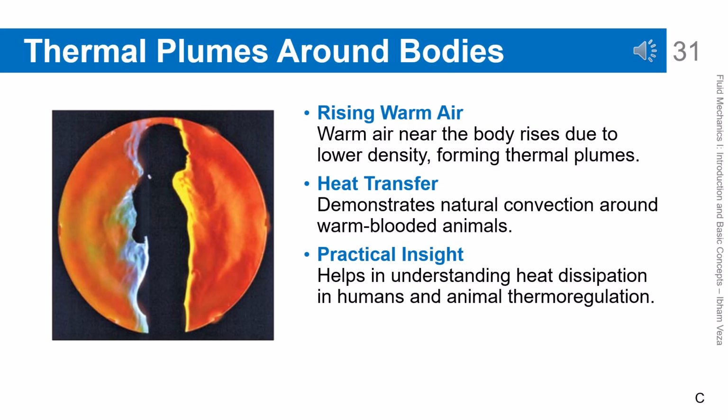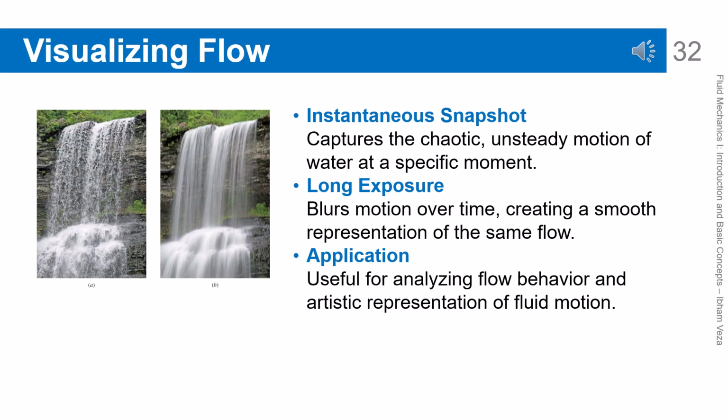Thermal plumes around bodies. Warm air around a body rises because its density is lower than the surrounding air. This motion forms a thermal plume that can be visualized. This phenomenon is an example of natural convection. This process plays an important role in heat dissipation in humans and animals. The concept is also relevant in the design of ventilation and passive cooling systems.